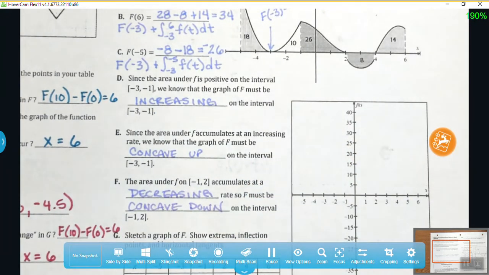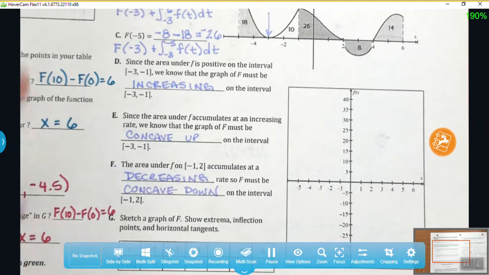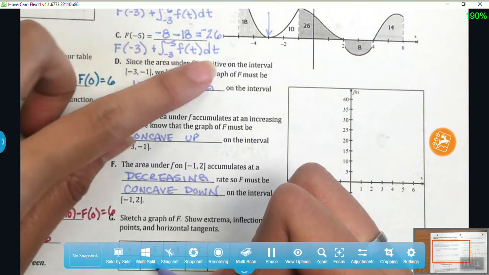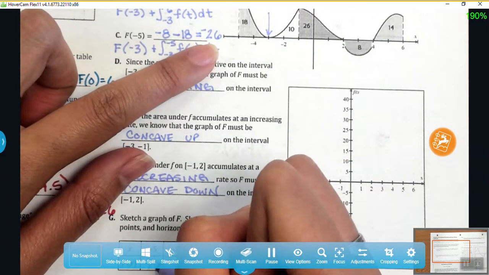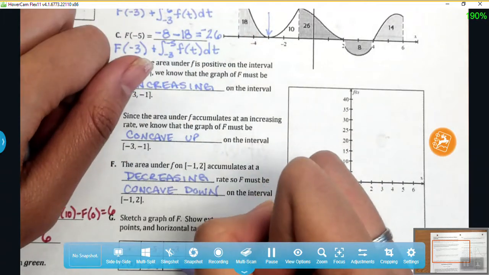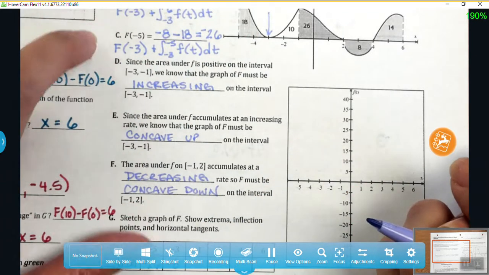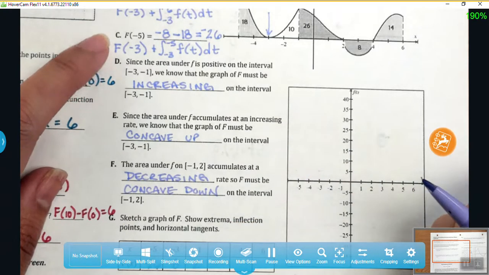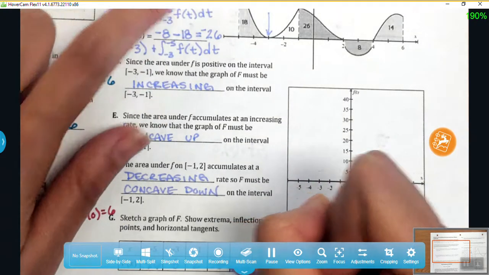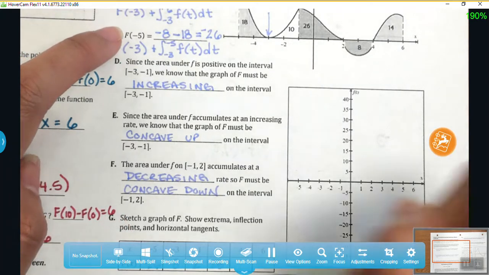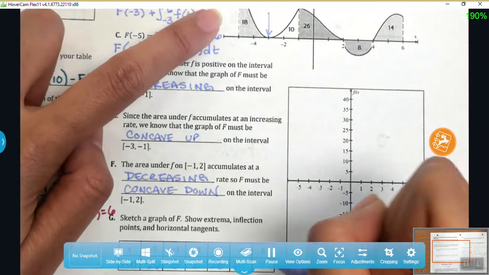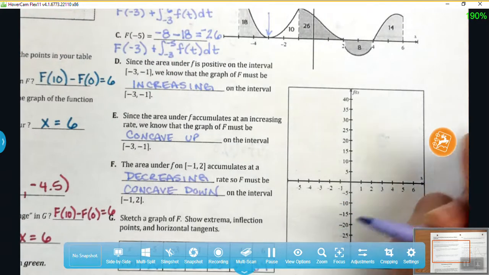So now sketch a graph of f, show extrema, inflection points, and horizontal tangents. So we have at -5, do we figure it out? It's -26. At -3, we're at -8. At -1, we're at 2, right? At 2, we're at 28. At 4, we're at 20. And then at 6, we're at 34, right?